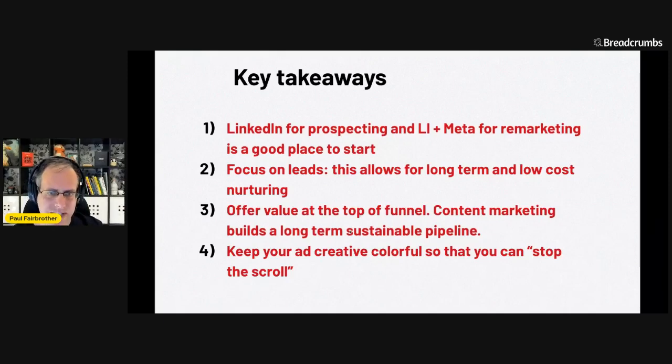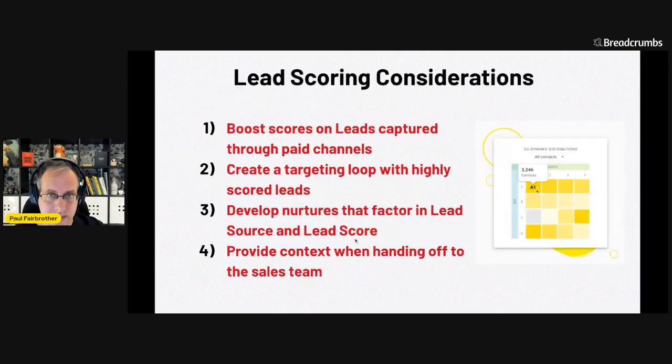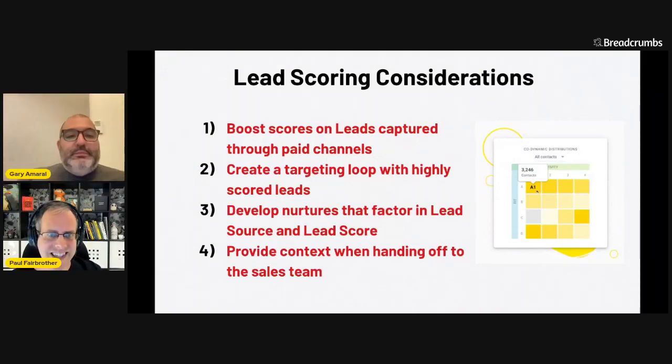And then content marketing builds that long-term sustainable pipeline. If you've got good content, sometimes even if you turn the ads off, you still get lots of traffic, lots of leads. And then finally, keep your ad creative colorful so that you can stop the scroll. Don't try and go for the very muted colors. It is a bit clickbaity, but we need to get people to just stop, see the ad, and then evaluate the offer from there. So Gary, we've got a couple of slides now on lead scoring and things to consider.